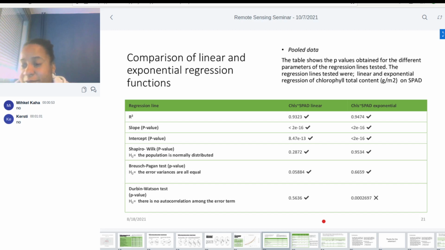While the regression model proposed describing chlorophyll content as a function of SPAD, despite having a higher determination coefficient, failed the test that was used to determine if there was autocorrelation of the residual terms.